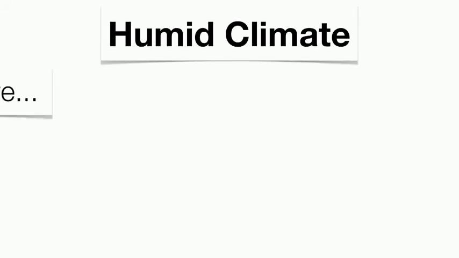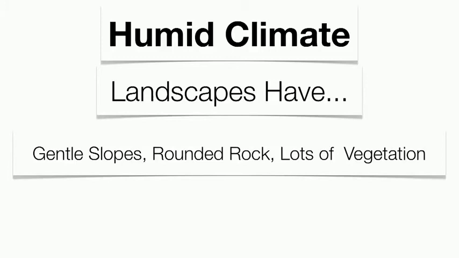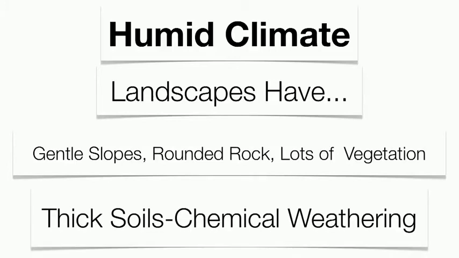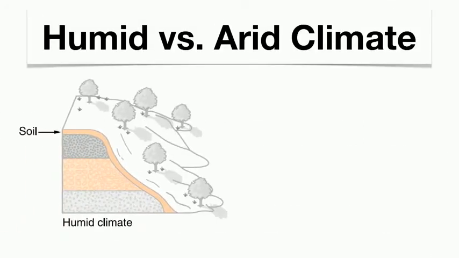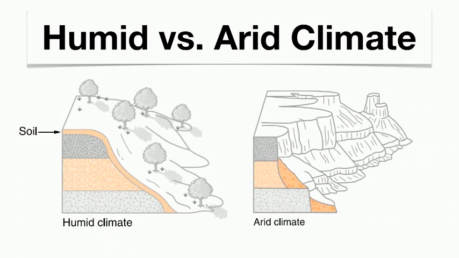Your humid climates, on the other hand, are very moist. They have very gentle slopes, rounded rocks, lots of vegetation, really thick soils, and you tend to get a lot of chemical weathering with your humid climates. Now, just to show you a couple of regions diagrams, there's a humid climate with the rounded structure and the arid climate with the very angled structure. So you see the big difference between the two of them. So climate's going to have a major factor on your landscape, but so are your drainage patterns as well.